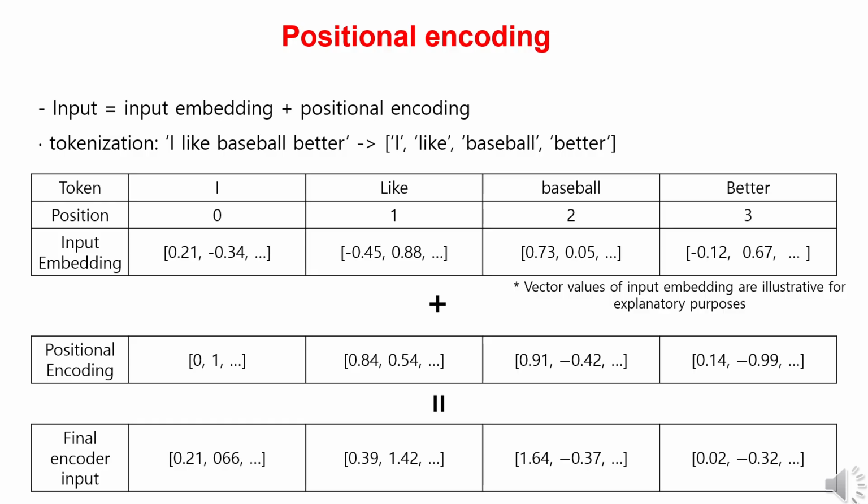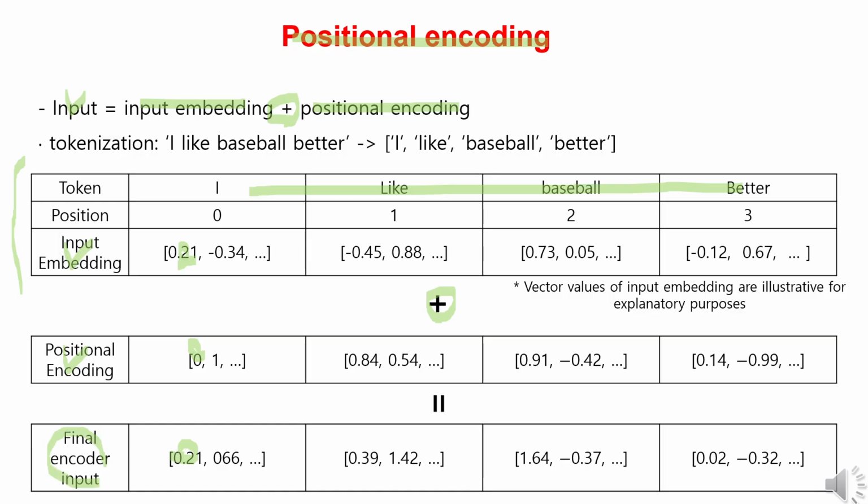Now, let's see how positional encoding is combined with the input embedding. In the transformer, the final input vector for each token is formed by adding the input embedding and the positional encoding. In the table we looked at earlier, an example input embedding vector is assigned to each token along with the positional encoding vector for its position, and these two vectors are added element by element to produce the final vector that is fed into the encoder.